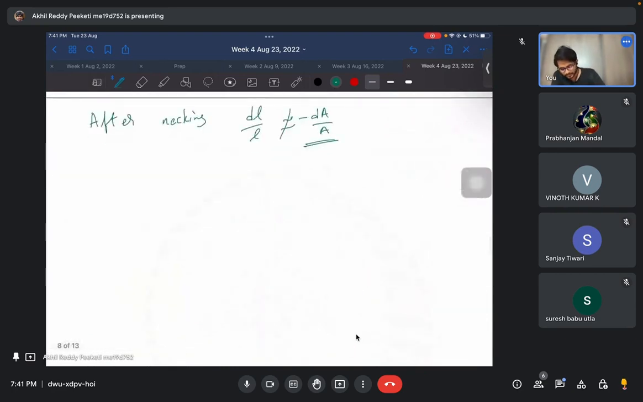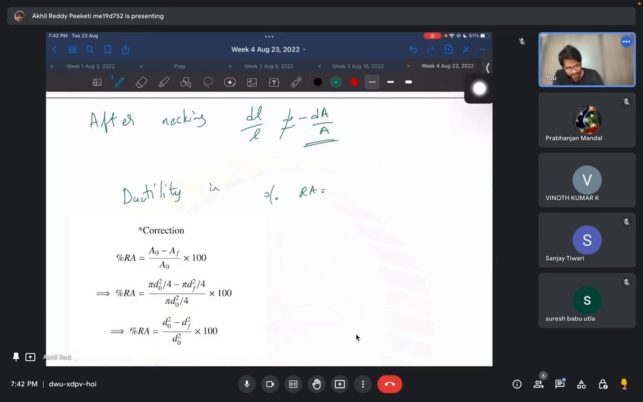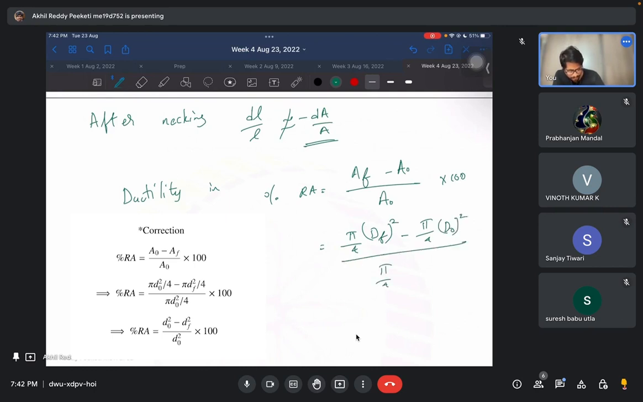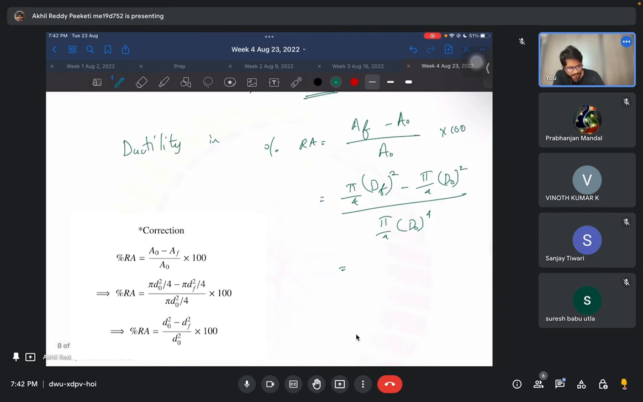So ductility in terms of percentage reduction in area is area final minus area initial by area initial into 100. So area is pi d square by 4, so pi by 4 you can just take out: d f square minus d naught square by d naught square into 100 in percentages. Is this clear?